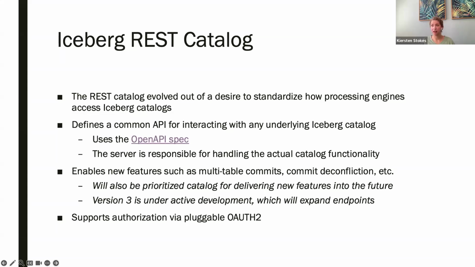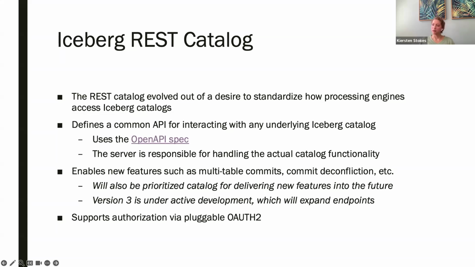Iceberg adoption is certainly not slowing down. If anything, it's ramping up a great deal. So we're likely to see more and more catalog implementations, even custom ones, than we have just in the last few years. So this is where REST comes in. The Iceberg community developed a common interface, a common API for interacting with an Iceberg catalog.